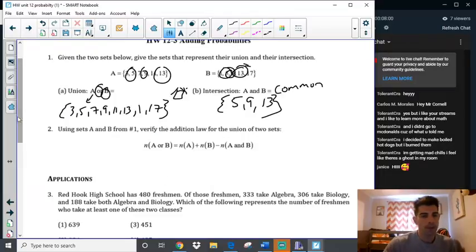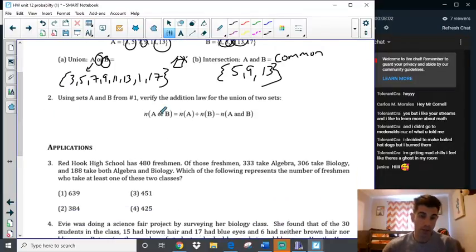Okay. And now part 2 wants us to kind of prove, call this the formula for OR probability. OR probability says that you take everyone in A, add it to everyone in B, and then again subtract out who's in common. So if we're going to rewrite everyone who's in A, which would be 3, 5, 7, 9, 11, and 13.